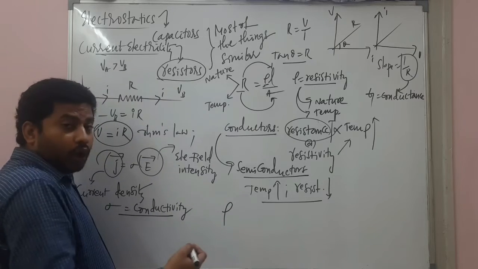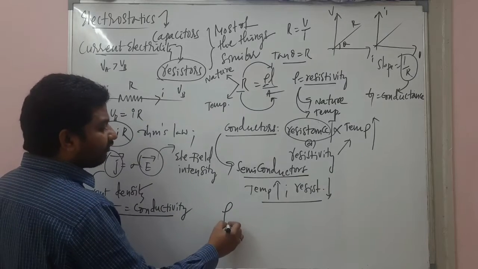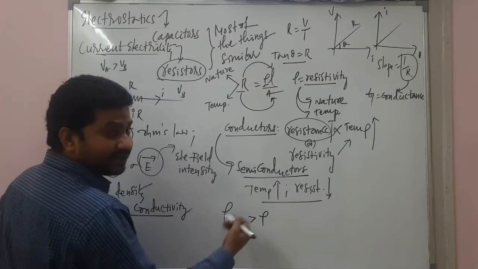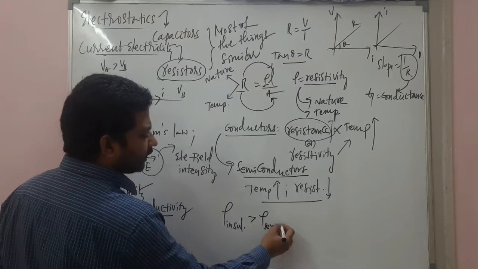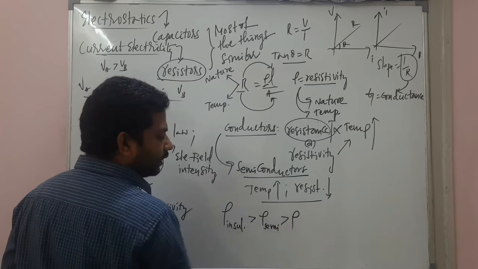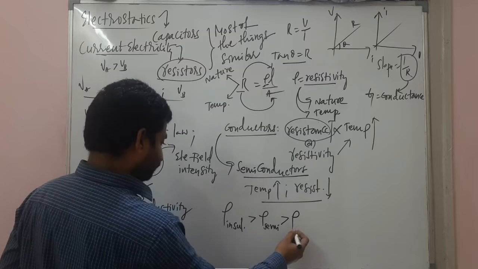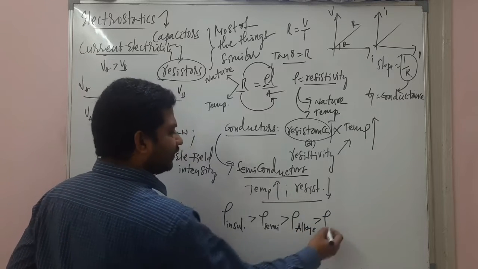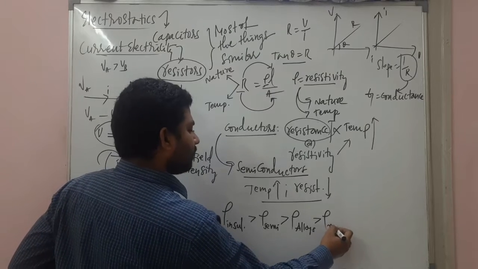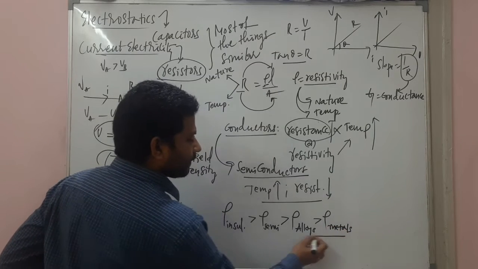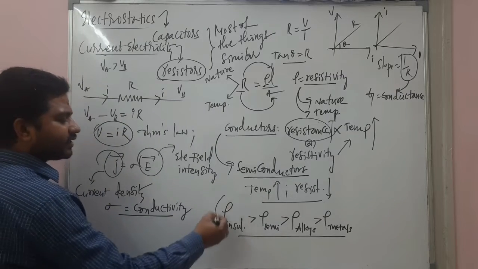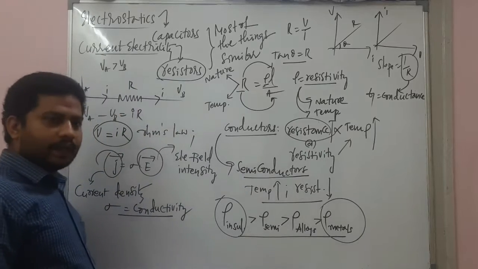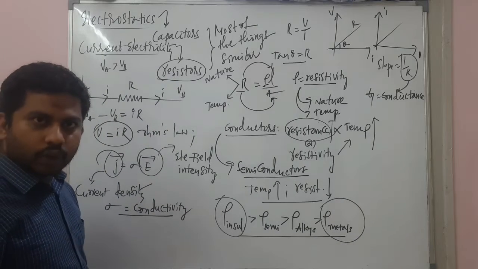Okay, so there is a relation here. Rho, that means resistivity of insulator, is greater than resistivity of semiconductor, which is greater than resistivity of alloys, which is greater than resistivity of metals. Look at this. Always resistivity is greater for the insulator and it is very small for the metals. You remember this one.